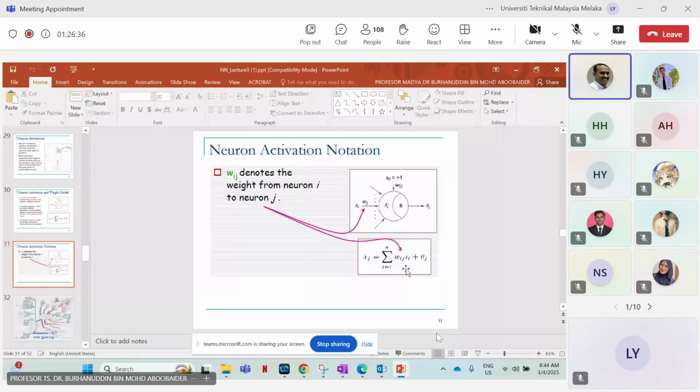All right. So this is from the biological to the artificial neuron. Are you with me, class? Yes, Prof.